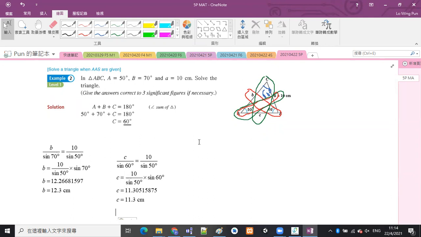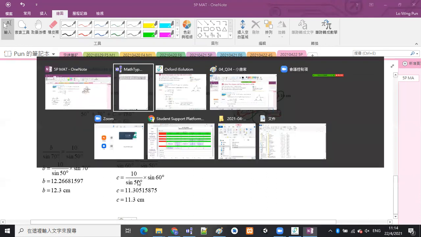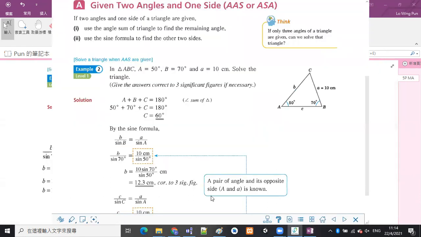All right, so it's your time. Let's do the instant drill number 2. So I'm going to give you 3 minutes for instant drill number 2, which is on the next page.